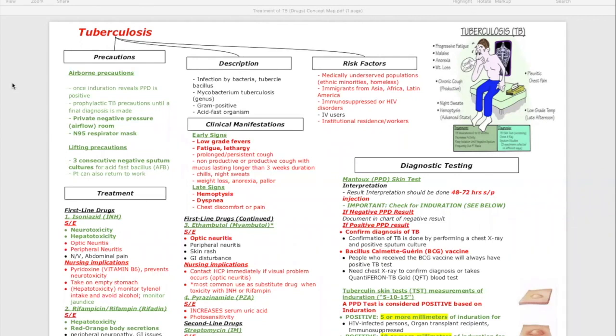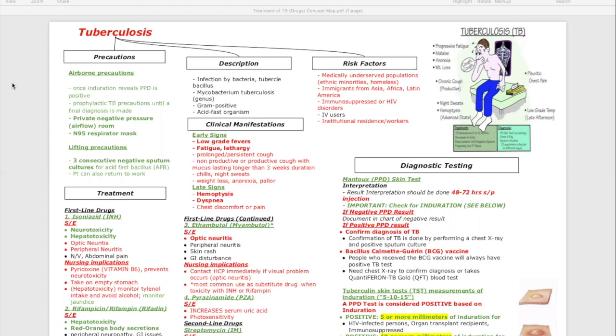Tuberculosis also has precautions. By now we're very familiar with airborne precautions. So what are they in relation to tuberculosis? These airborne precautions aren't instituted until the induration reveals a PPD that is positive. They can also be instituted prophylactically. What that means is prophylactic tuberculosis precautions can be instituted until a final diagnosis is made.